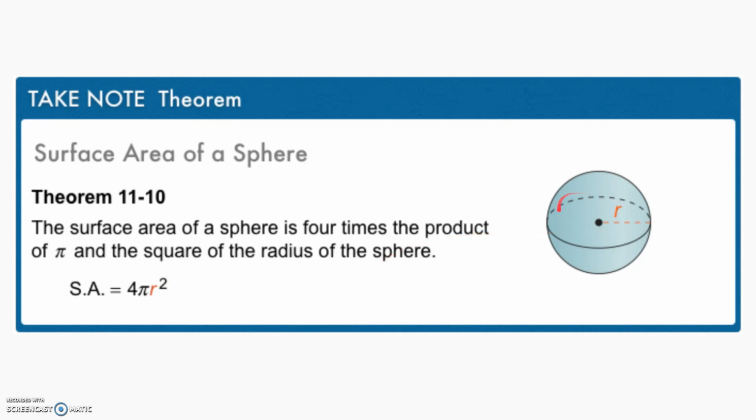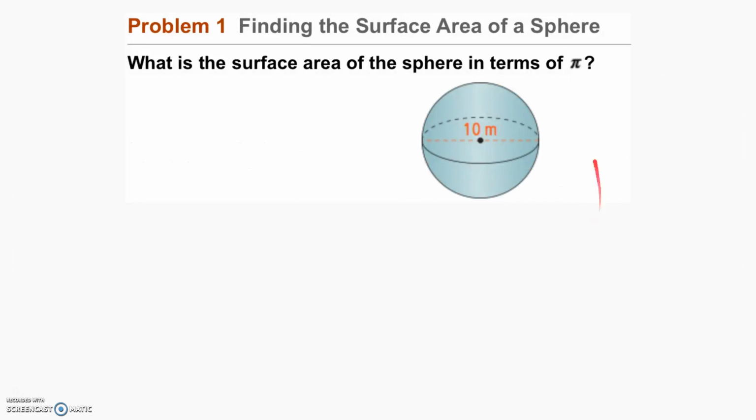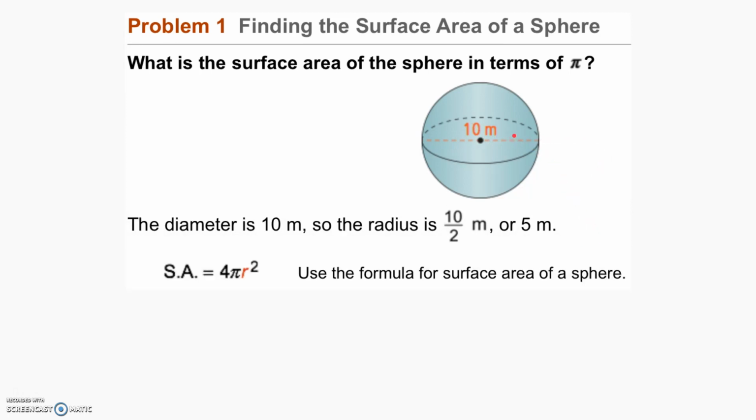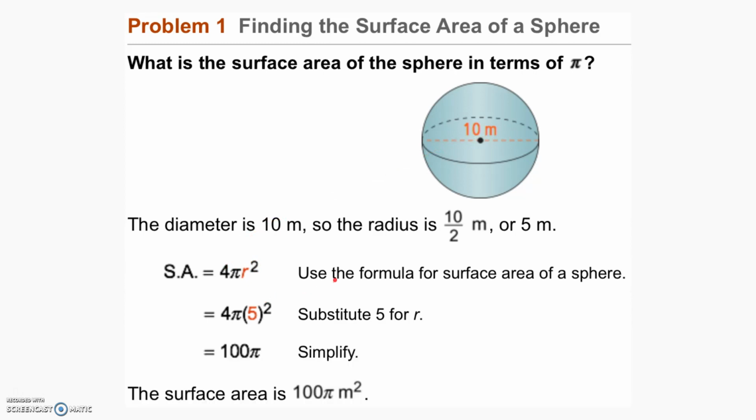In fact, it's almost like you took this circle, which would have an area of pi r squared, and you just multiply it by 4. That's it. So let's imagine here that we have this sphere, and we're asked to find the surface area. Well, the diameter is 10 meters. That means the radius is going to be 5 meters. So we plug that into our formula. We're doing 4 pi 5 squared, so that's going to give us 100 pi, and we're done. That's how easy this is. 4 pi r squared for the surface area.